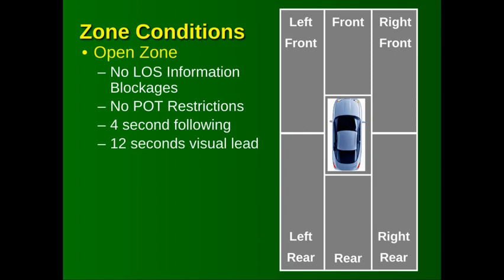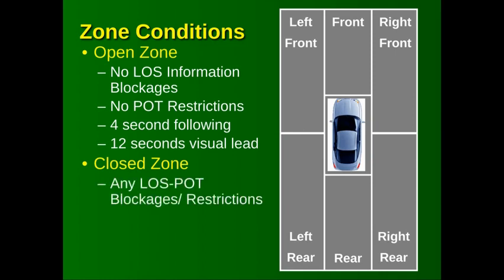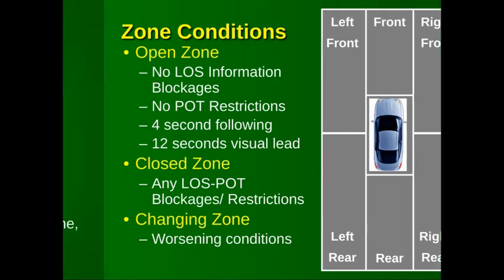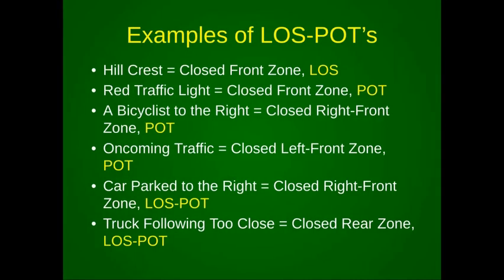A closed zone is a zone that we can't see into, or the space is occupied by something else, or could be blocked by something else, and we can't move into it. A changing zone is one that goes from open to closed, or closed that becomes more complicated, more closed, worsening conditions. If it becomes more open, it's not a concern anymore for us. So we only worry about those that are closed. Here's some examples of line of sight path of travel changes.